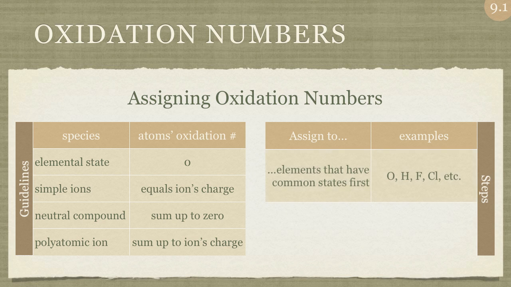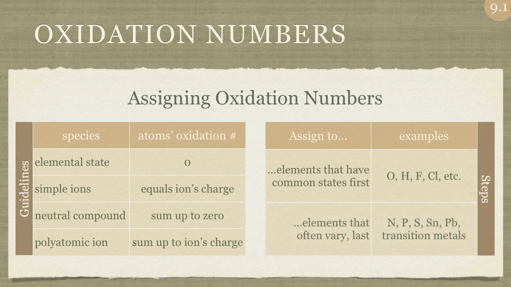We can assign the oxidation numbers in 2 major steps. First, we should assign the oxidation numbers for elements that have very common oxidation states, such as oxygen, hydrogen, fluorine, and chlorine. Last, we should assign the oxidation numbers for elements that often have different oxidation states in different compounds, such as nitrogen, phosphorus, sulfur, tin, lead, and all the transition metals.